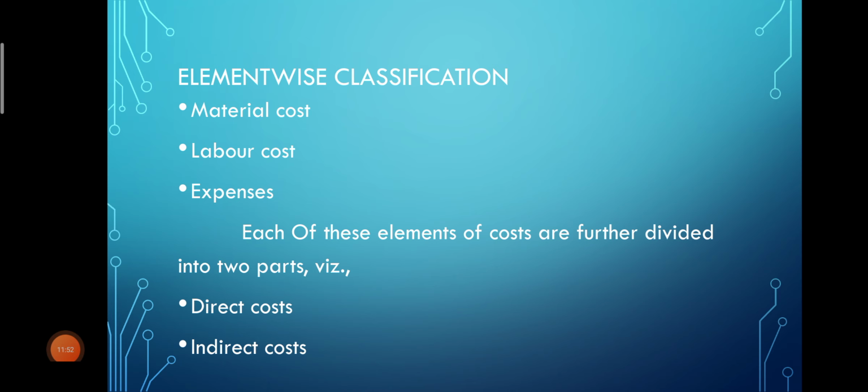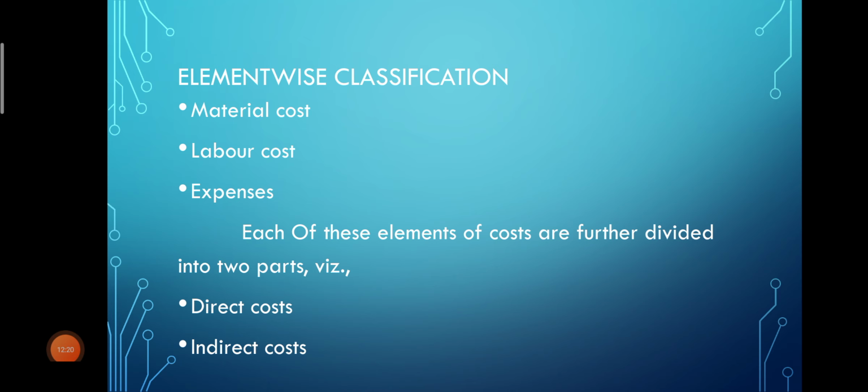In direct expenses, whichever expenses it might be, if it is specifically incurred for the product, such expenses are classified and taken under direct expenses. Next is indirect expenses. It means expenses which are not specifically incurred for the product. Such expenses will be called indirect expenses. So this is how we classify costs under elements.